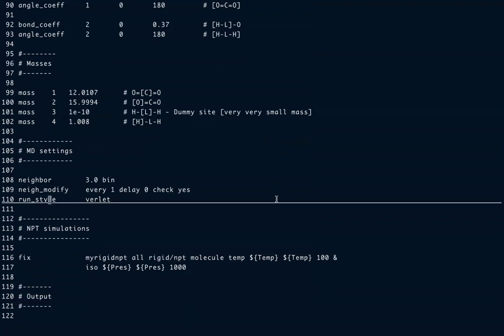Now for the MD settings. If you remember me telling you, the MD simulations have to be performed by integrating the equations of motion. For integrating the equations of motion, we went across Verlet. So when you say run_style verlet, then you instruct LAMMPS that all of Newton's equations of motion must be integrated with the Verlet technique. All right.